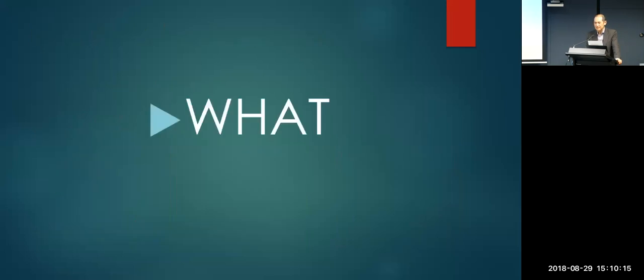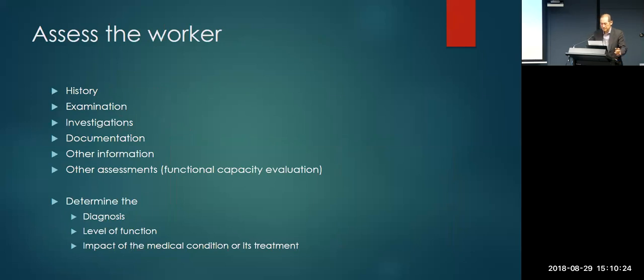And therefore, once we have that as a general principle, the question is then, well, what do we do? What I thought I'd do is run through an example with you. Perhaps we just choose an example of someone with chronic low back pain, and what do we do? Well, the first thing is that we assess the worker, and we do the things that we are taught in medical school. We take a history. And what do we want to know about this person with chronic low back pain?